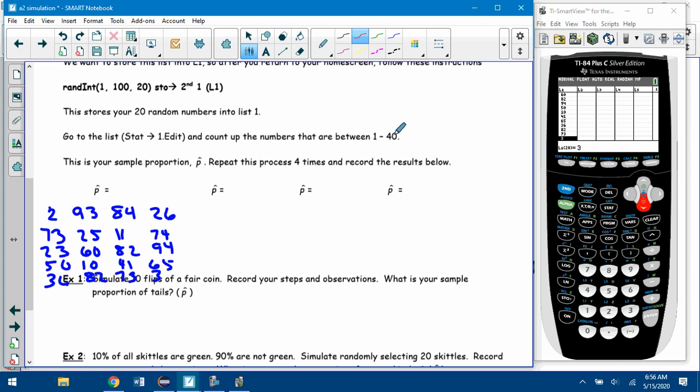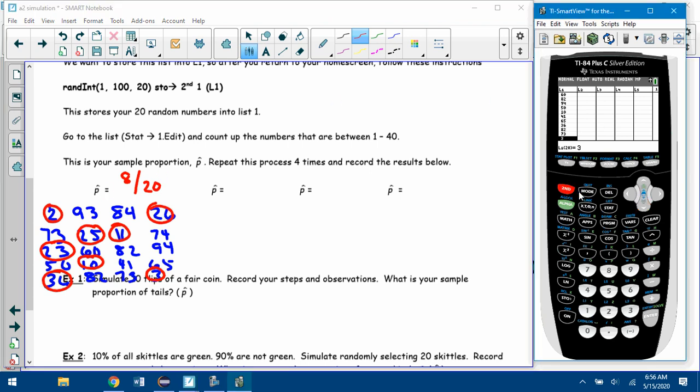All right, I want to count up how many mean red. That's the numbers 1 through 40. We've got 1, 2, 3, 4, 5, 6, 7, 8. So my first sample proportion, my first p-hat value, 8 out of 20 or 40%. And that's pretty darn good because 8 out of 20 is 40%. It's exact. Now, it might not always be that way.